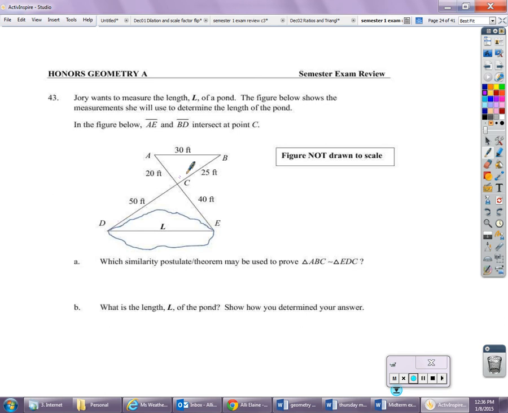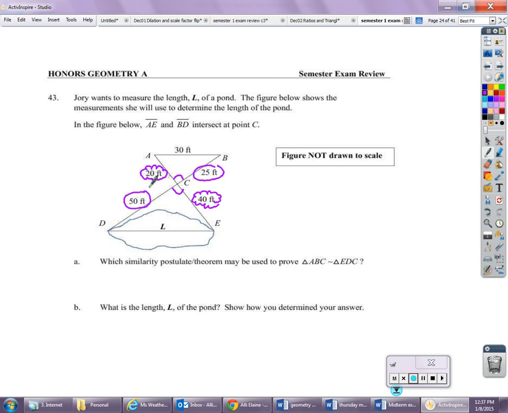So I can see right away that they have a vertical angle. All right, so that gives me an angle. 20 goes with 40. So that looks like a times 2. And then I want to make sure that this one is also times 2. 25 with 50. I know that scale factor is also 2. So it looks like it works out.